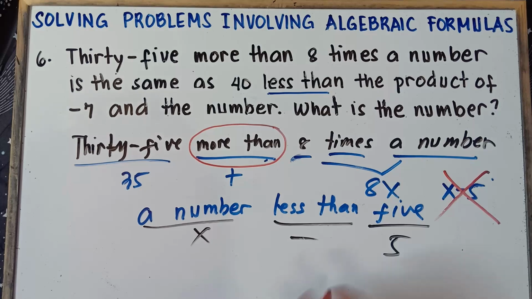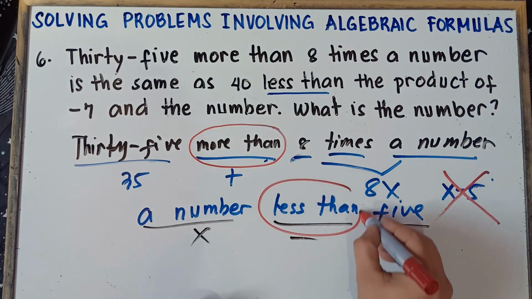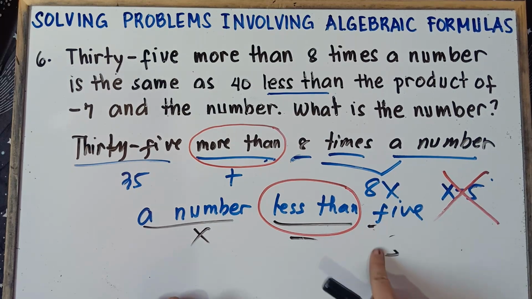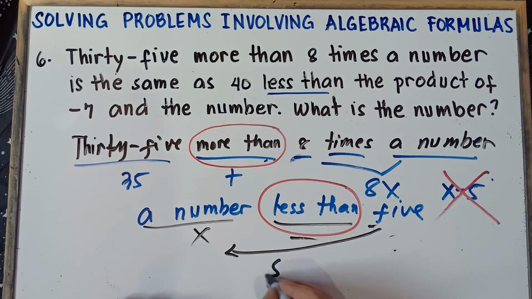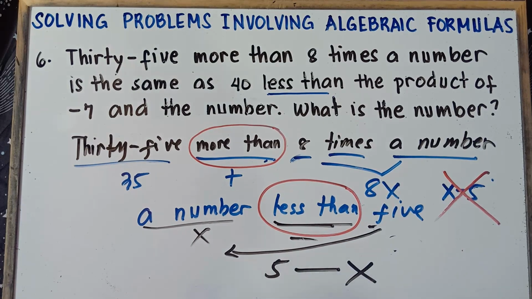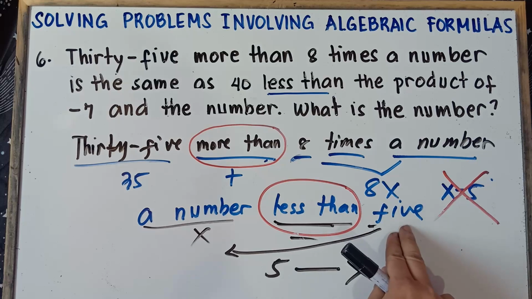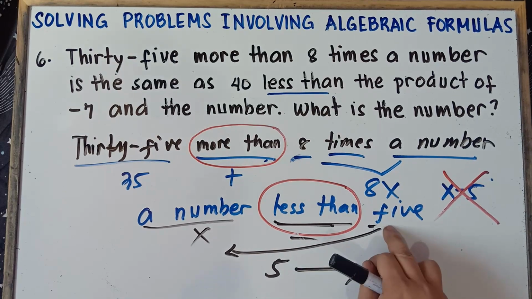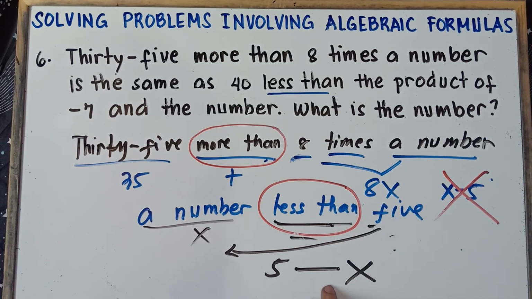If you have the words less than, you should do it in reverse, class. This 5 comes first, then the minus sign, and then the number, that would be x. It should be 5 minus x. A number less than 5 should be 5 minus x. You do it in reverse: 5 comes first, copy the minus sign, and then copy x.